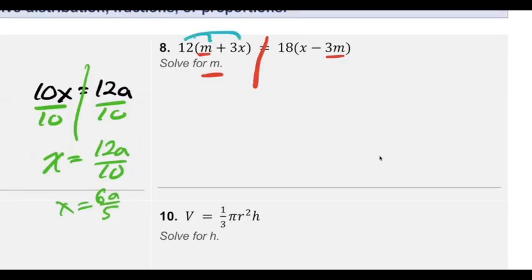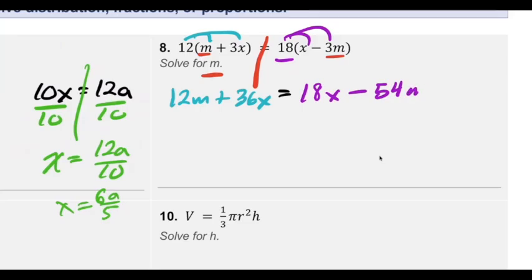12 goes into both of these, so I get 12m plus 36x equal sign. Distribute the 18: 18x minus 54, 54m, like that. And then same idea. We want to get the m's on the same side. So over here's my m. I'm going to move it over to there.